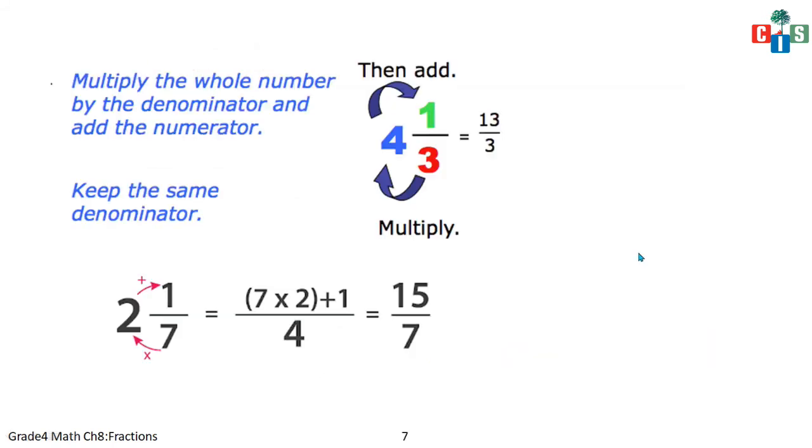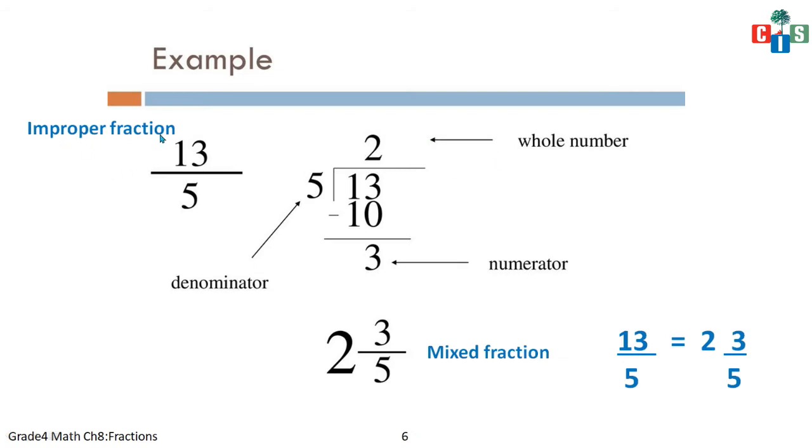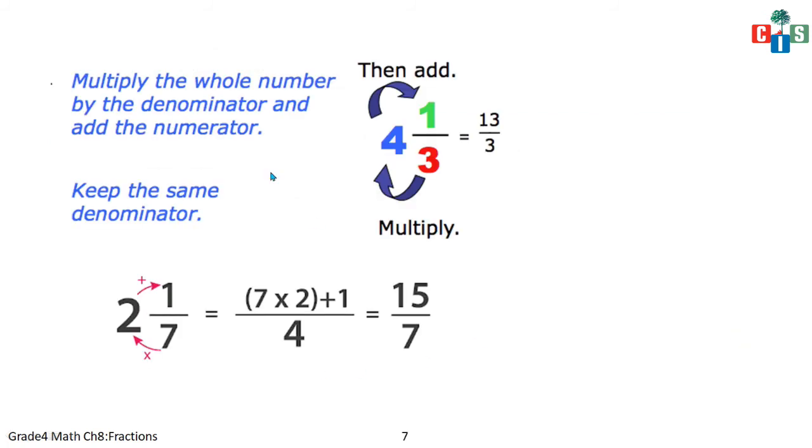Okay, let's move on to converting a mixed fraction to an improper fraction. Here, what did we see? We turned an improper fraction into a mixed fraction. Now we will see a mixed fraction turning into an improper fraction. Fine. So here is the example of a mixed fraction, wherein 4 and 1/3. This is the example of a mixed fraction.